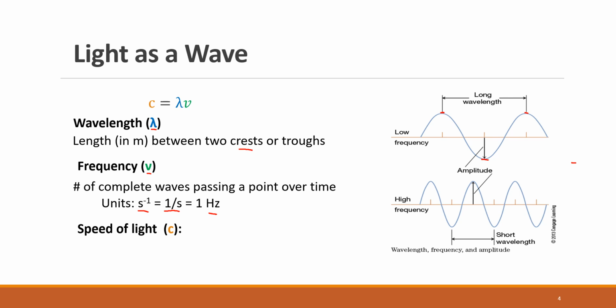Now the last variable in the equation, variable c, represents the speed of light. The speed of light is a constant that was calculated many years ago, and the value is 2.998 times 10 to the positive 8 meters per second. So this is a memorized value that you'll be using in this equation. And notice the units on it is why we need the wavelength measured in meters and why the frequency is measured in inverse seconds.